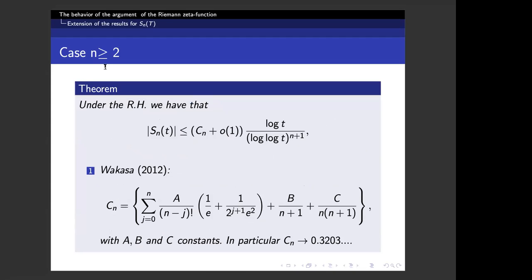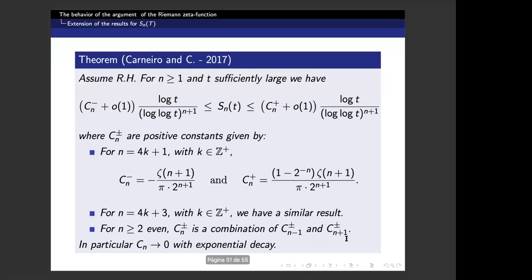For the case n bigger than 2, we have the result of Wakasa. Wakasa establishes this inequality of Littlewood with this constant here. These sums depend on these factors here. And in particular, his constant C_n goes to this number, 0.3203.